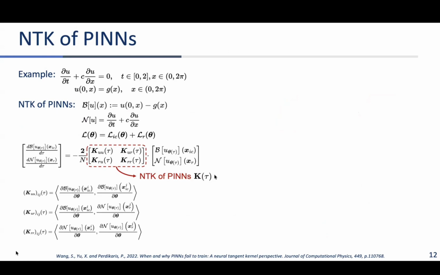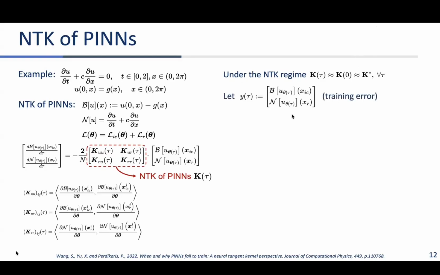What's interesting is that under the NTK regime, where we assume this matrix doesn't change during the training process, we use a notation y tau to denote the error term. Then the training dynamics of PINNs can be reduced to such a simple ODE system with constant coefficient matrix K0. And if we do the eigendecomposition of the NTK, we can write down the solution of y analytically. This is the final result.